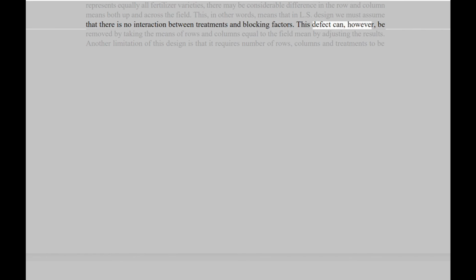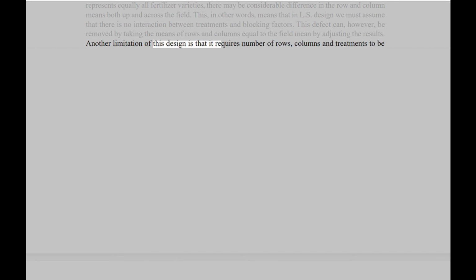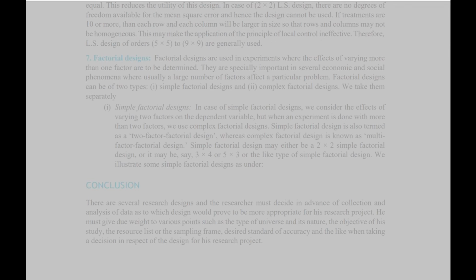This defect can, however, be removed by taking the means of rows and columns equal to the field mean by adjusting the results. Another limitation of this design is that it requires the number of rows, columns and treatments to be equal. This reduces the utility of this design. In case of 2 times 2 LS design, there are no degrees of freedom available for the mean square error, and hence the design cannot be used.